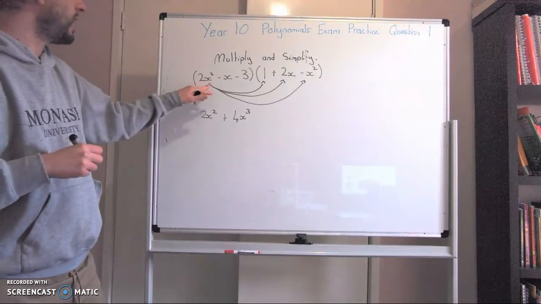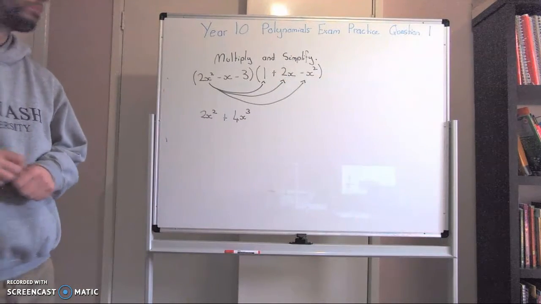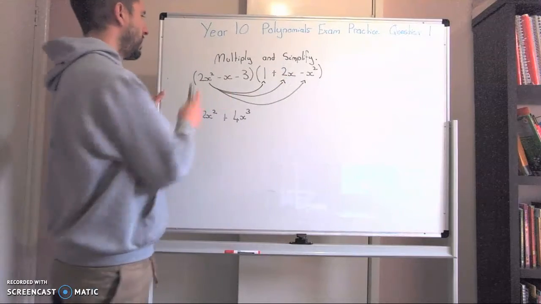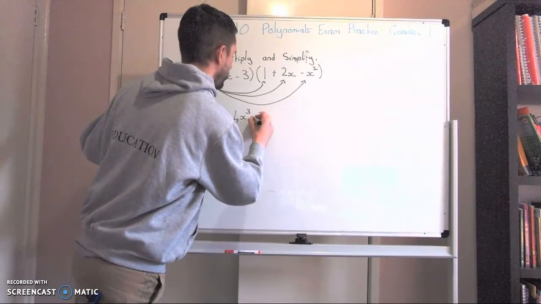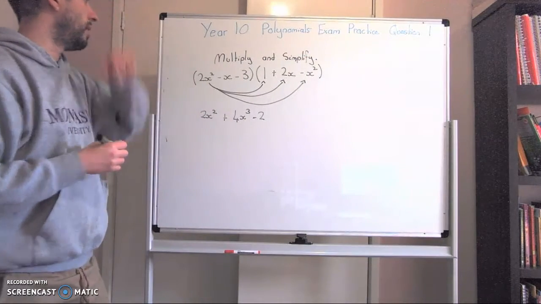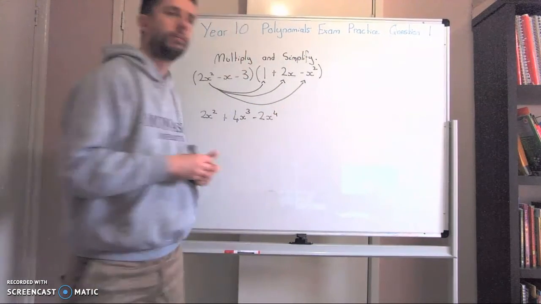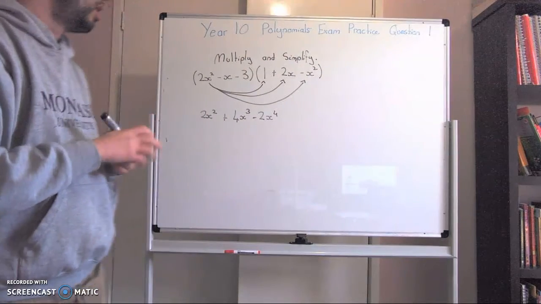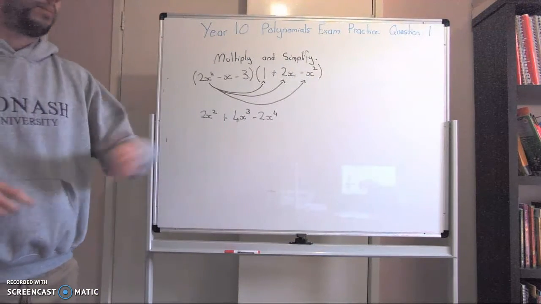Then I've got 2x squared times negative x squared. Well, negative 1 times 2 is negative 2, and x to the power of 2 times x to the power of 2 is 4 lots of x's, so negative 2x to the power of 4. So now I've done that, I'll move on to the next one.